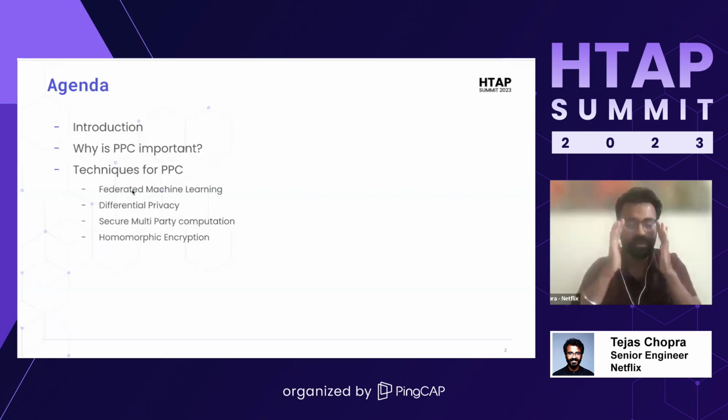I'll just give a brief introduction about what I do at Netflix. Why is privacy-preserving compute important? And what are some of the techniques for privacy-preserving compute? Mostly covering, barely just scratching the surface around federated machine learning, differential privacy, secure multi-party computation, and homomorphic encryption. These are terms that you will hear a lot especially in today's world where we have a lot of machine learning AI applications being built, with security and privacy being one of the foremost pillars of enterprise applications.